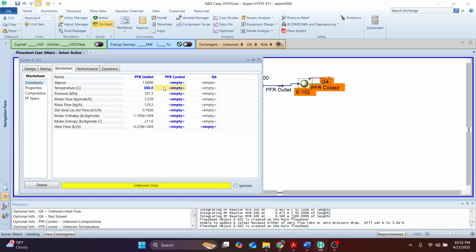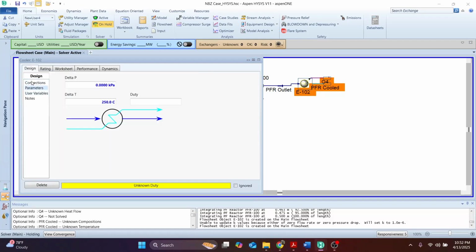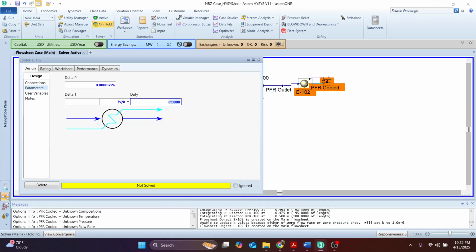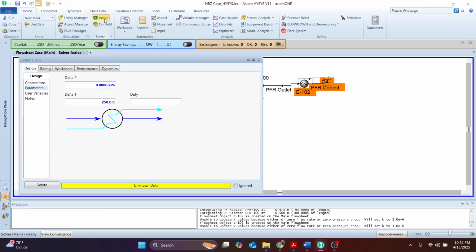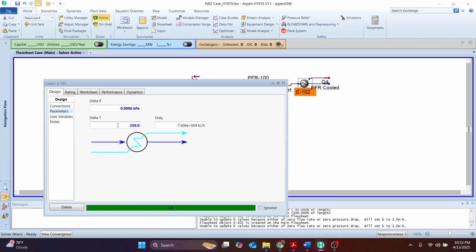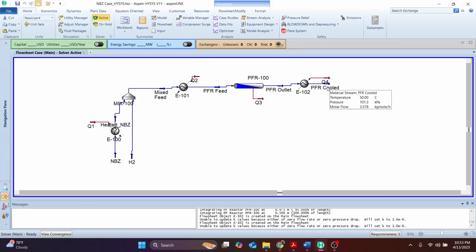The worksheet condition. I'm sorry, guys. Active. A consistency error, PFR cooled. I think I might have mistaken where this one should be active. I see. Okay. And I forgot the delta T, minus 250. Now the temperature is set to around 50 degrees Celsius. The pressure is still the same.